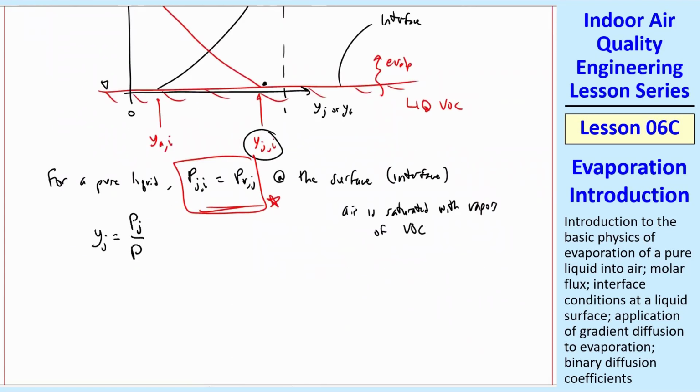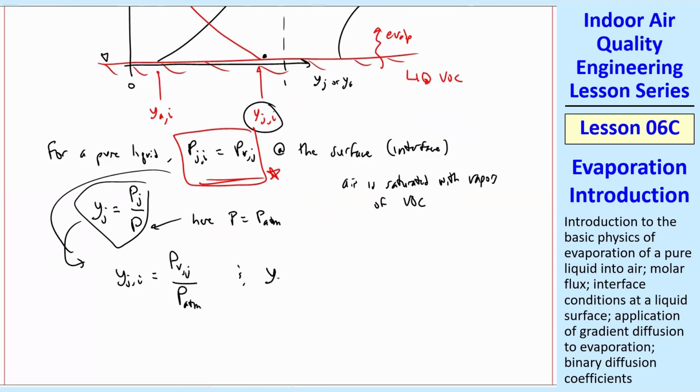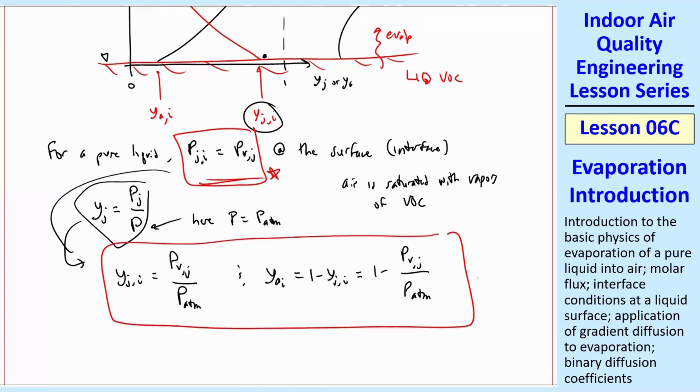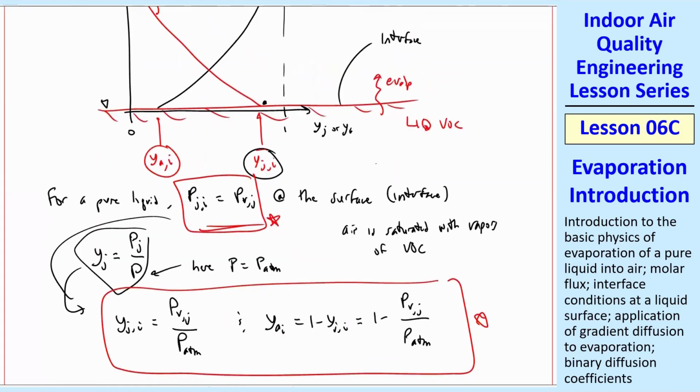And we recall Yj is Pj over P, and here P is just the atmospheric pressure. We can combine these two and get Yji equal Pvj over P atmosphere, and then Yai equal 1 minus Yji equal 1 minus Pvj over P atmosphere. So now we know the mole fractions Yai and Yji just by knowing the vapor pressure of the liquid, since it's a pure liquid.